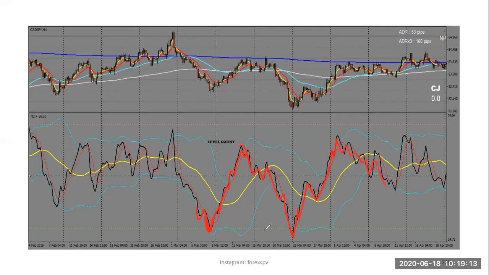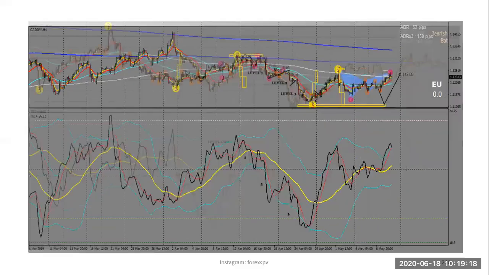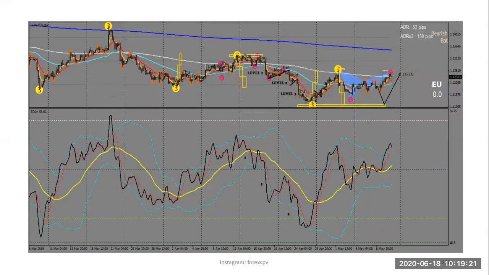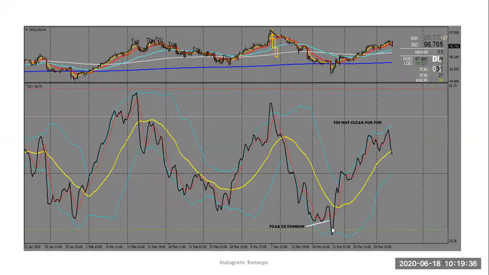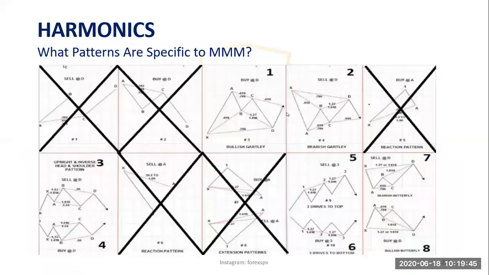So the TDI can also be used to count levels based on the hour time frame. And this was a clear flashcard having the levels here. You can see 3 levels going down. And see, this was a peak extension here, going all the way low to touch the extreme low. And we have the harmonic patterns.